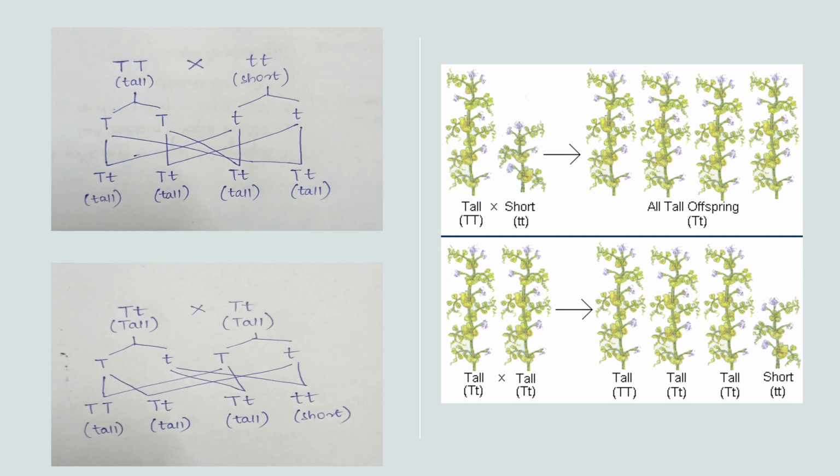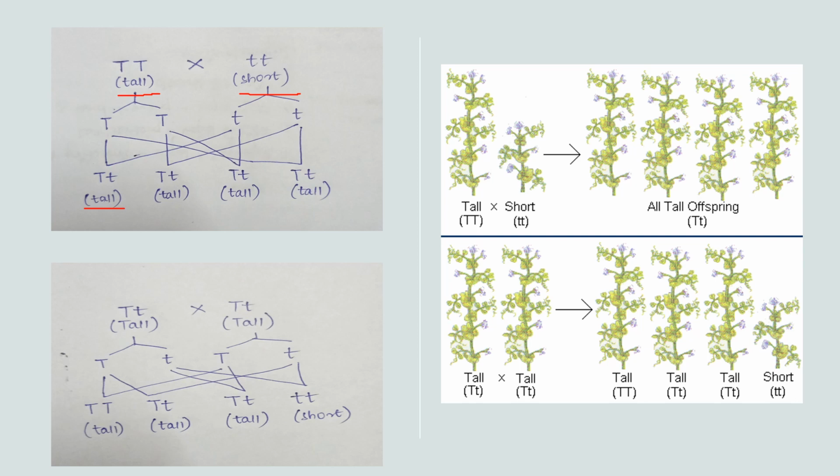Here, the tall plant with a genotype capital T and capital T was crisscrossed with a short plant with a genotype small t and small t. Now, the genes of the tall plant are capital T and capital T, whereas the genes of the short plant are small t and small t. The capital T of the first tall plant was combined with the small t of the short plant, resulting in a tall plant.